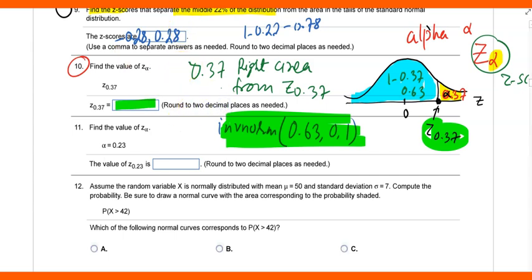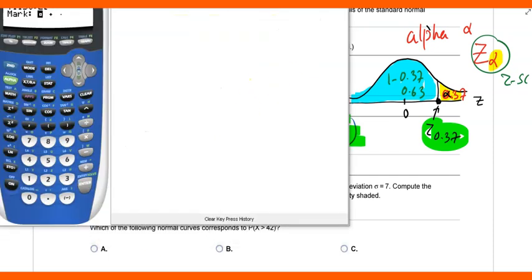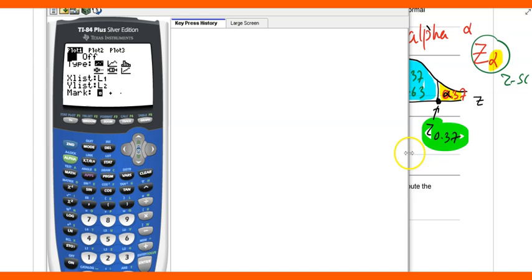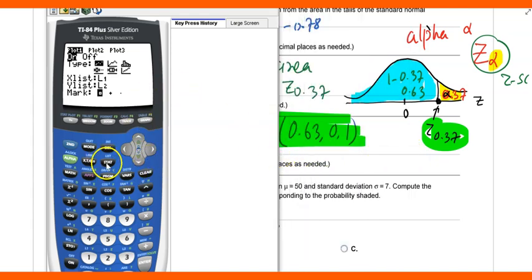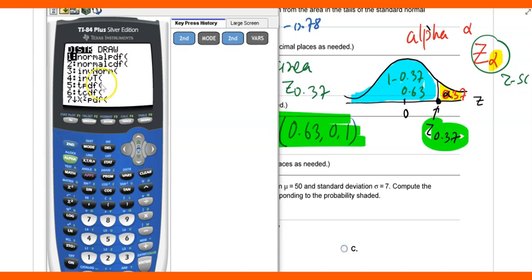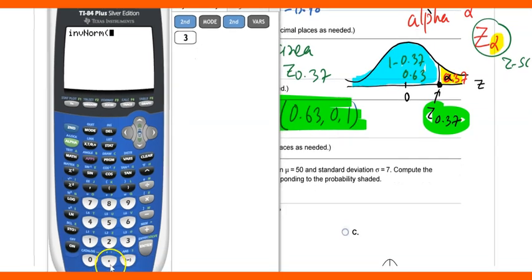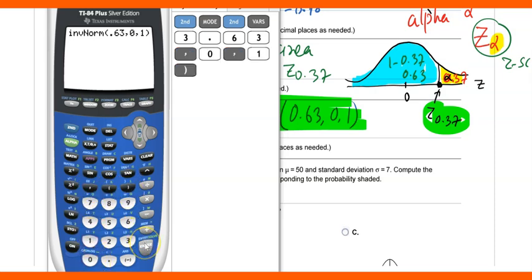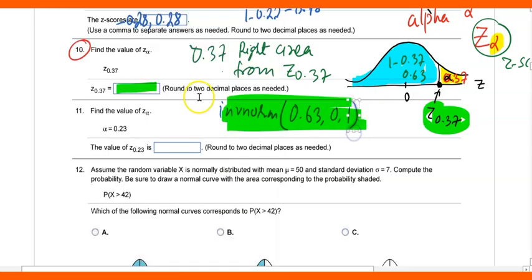Let's put it in the calculator. You go to invNorm: 2nd VARS gives you this window, and number 3 gives invNorm. Put in the left area 0.63, comma, 0, comma, 1, close parenthesis. That's the answer, 0.3318, and rounded to 2 decimals, it's 0.33.